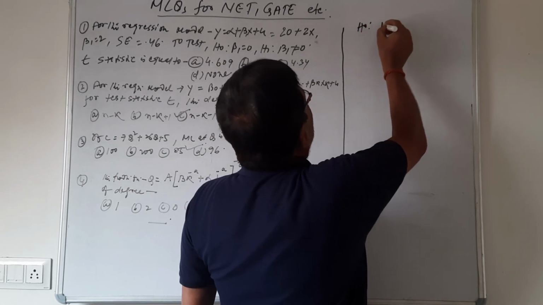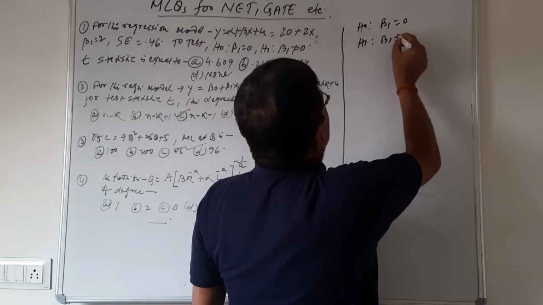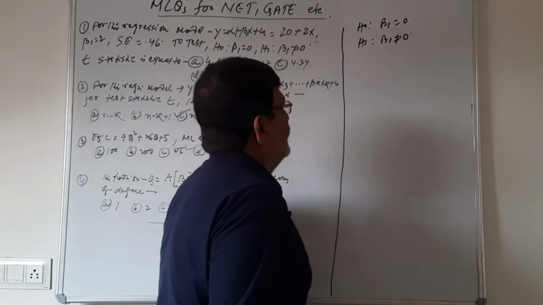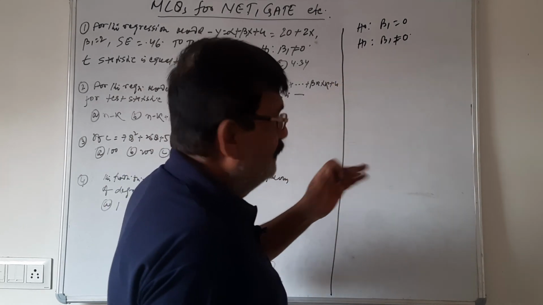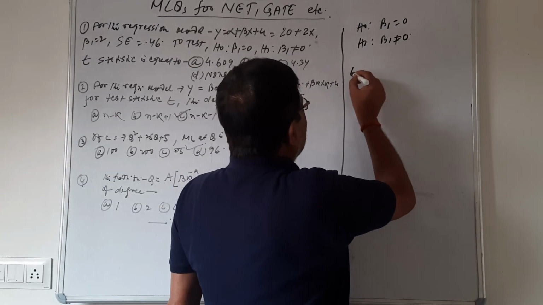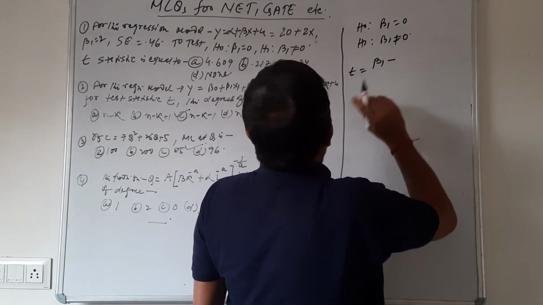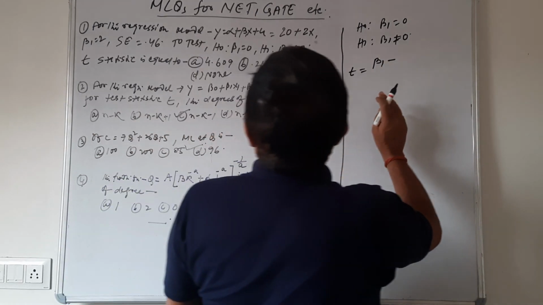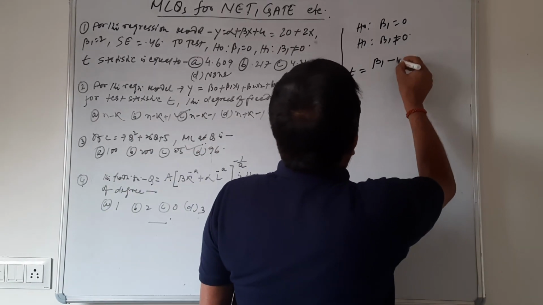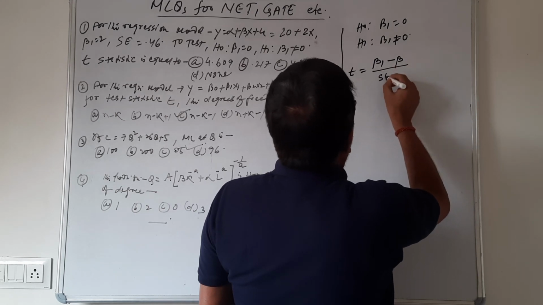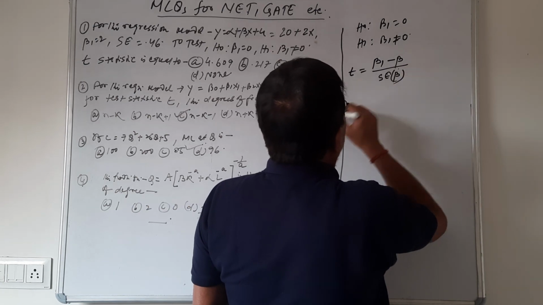H0 is beta 1 is 0 and H1 is beta 1 is not 0. Every researcher wants this to be his finding: beta 1 is not 0, that is, beta 1 is significant. For this we use the t statistic, which is beta 1 hat minus beta, divided by the standard error of beta.